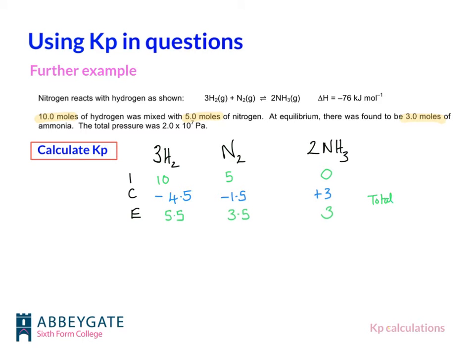Okay, let's work out our total moles at equilibrium. So we've got 5.5 plus 3.5 plus 3, which is going to come out as 12. So now I need to work out my mole fractions so that I can work out the partial pressures. So let's think about mole fractions. They're all out of 12. So the hydrogen is going to be 5.5 over 12.